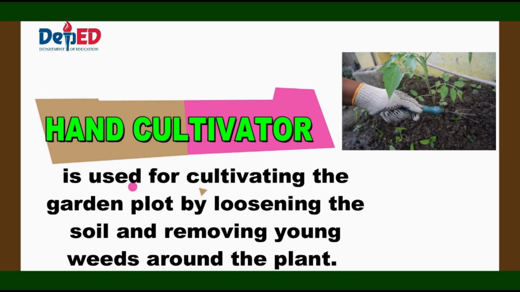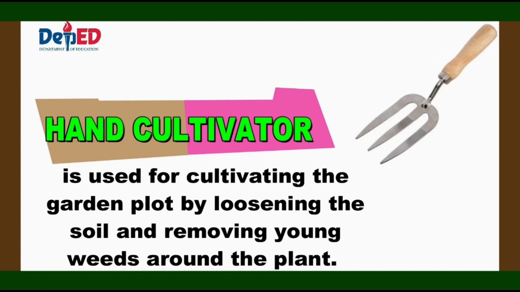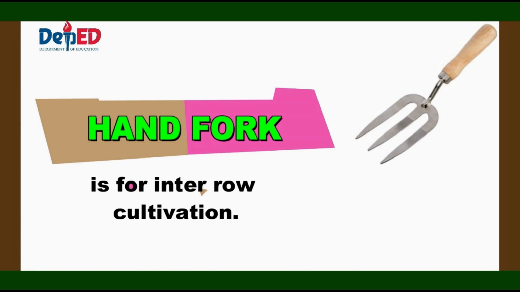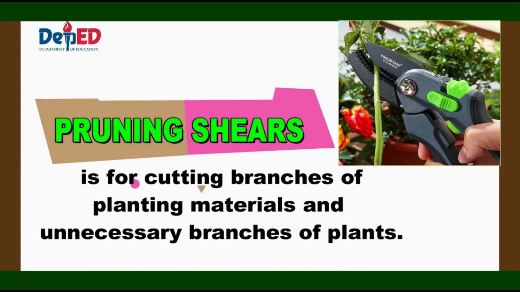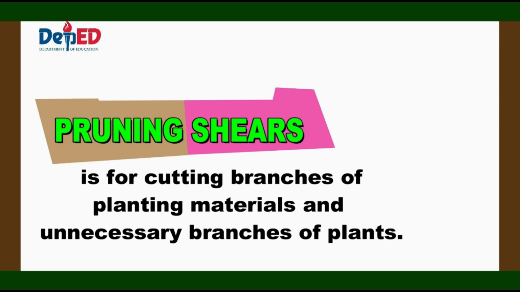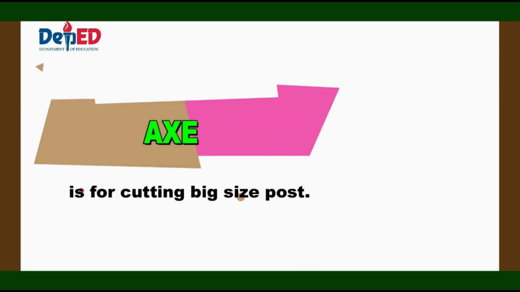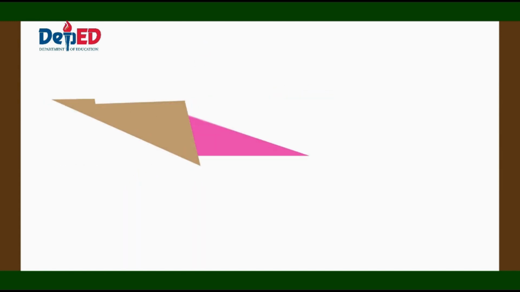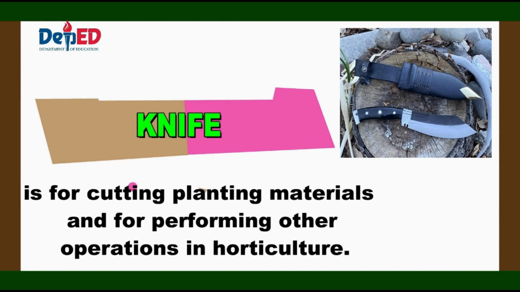Hand cultivator is used for cultivating the garden plot by loosening the soil and removing young weeds around the plant. Hand fork is used for inter-row cultivation. Pruning shears is for cutting branches of planting materials and unnecessary branches of plants. Axe is for cutting big-size posts. Knife is for cutting planting materials and for performing other operations in horticulture.